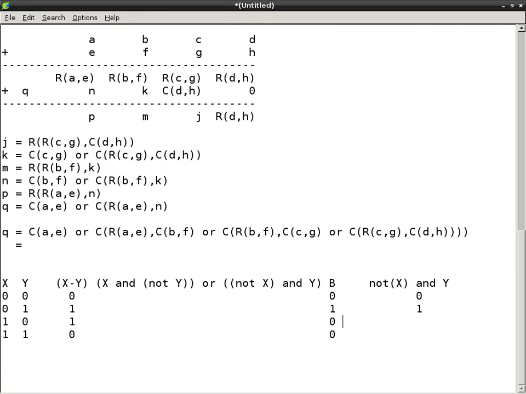The third row has X being true, so not true is false already. One side of the conjunction is false. The entire thing has to be false. We don't even bother to look at Y. And the same thing applies here because X is true, not X is false. When the left-hand side of a conjunction is false, we don't even bother to look at the right-hand side. So it does implement exactly the same thing using one negation and one conjunction gate.